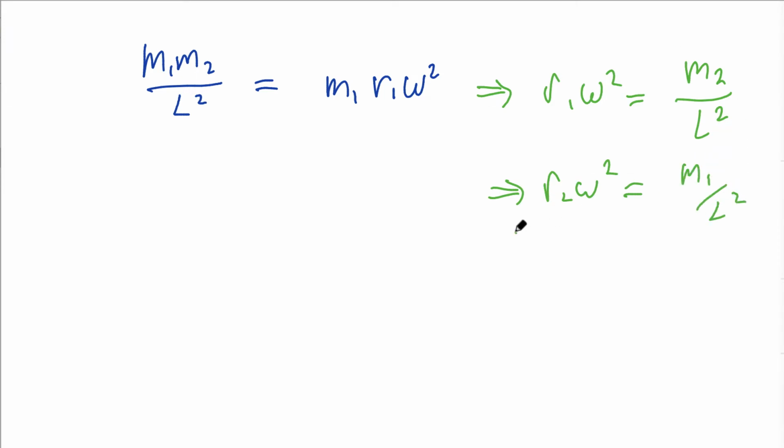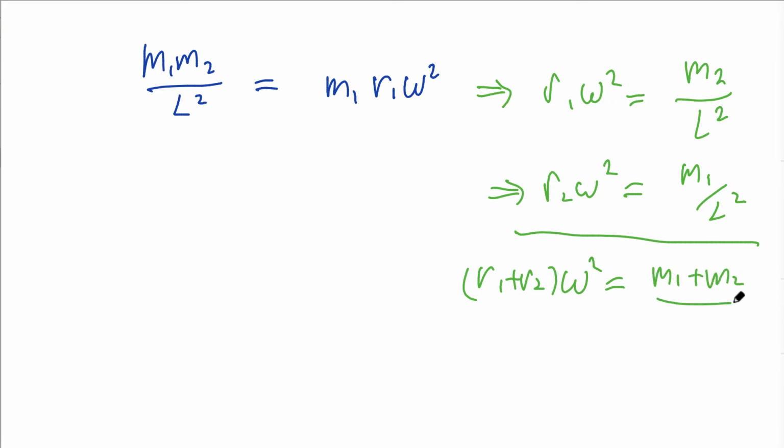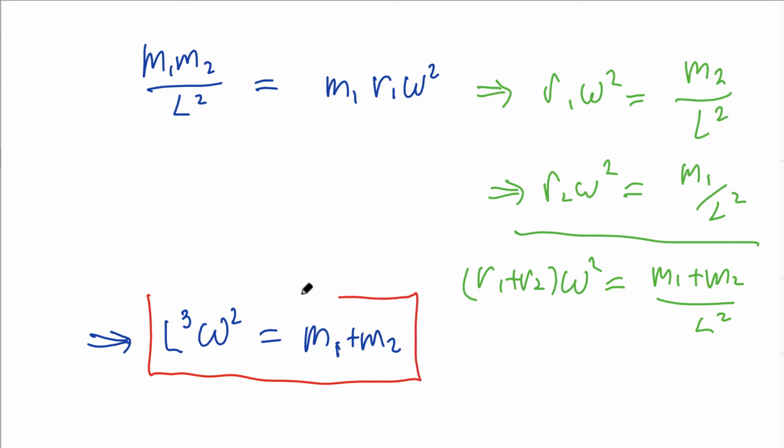Now add these two equations. We find r1 plus r2 times omega squared equals m1 plus m2 over L squared. Since r1 plus r2 is equal to L, this tells us that L cubed times omega squared is equal to the total mass m1 plus m2. This is, of course, Kepler's third law of planetary motion.